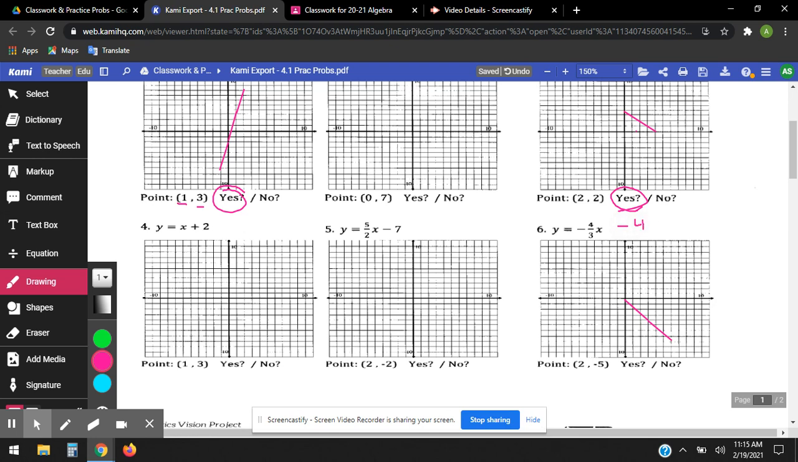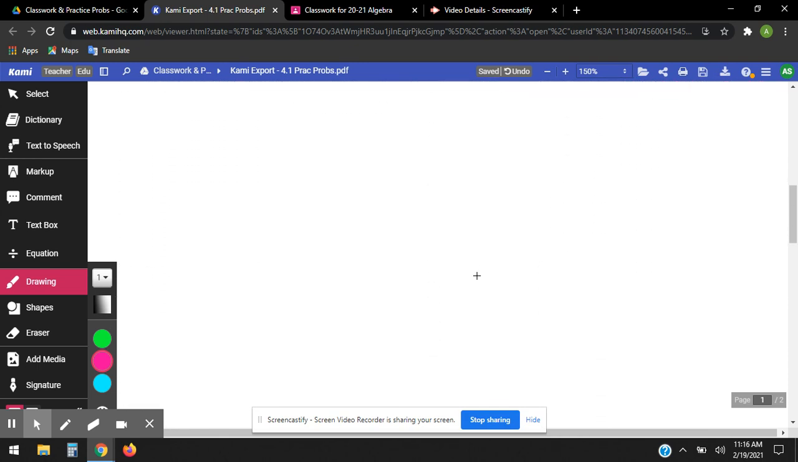So -4/3 times 2, I'm going to go 2 over 1, because that would make it easier. Does it equal 5? Well, -4 times -2 is -8. 3 times 1 is 3. Is 8 divided by 3 going to equal 5? It is not. So this one would be a no. It is not on my line. So you still have to do the others, but that gives you a little example of how you're doing that.